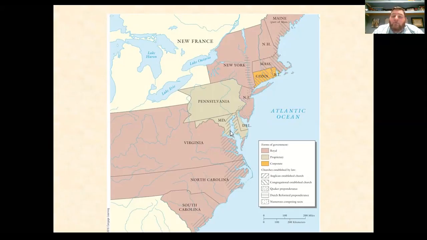Then we have 3 proprietary colonies. These proprietary colonies, even though they were autonomous from England, they still understood that they're having to deal with England. And that they were English in nature, and so they will listen to the Crown. They will not try, for lack of a better term, to buck the Crown. And then we also have these corporate colonies of Connecticut and Rhode Island.